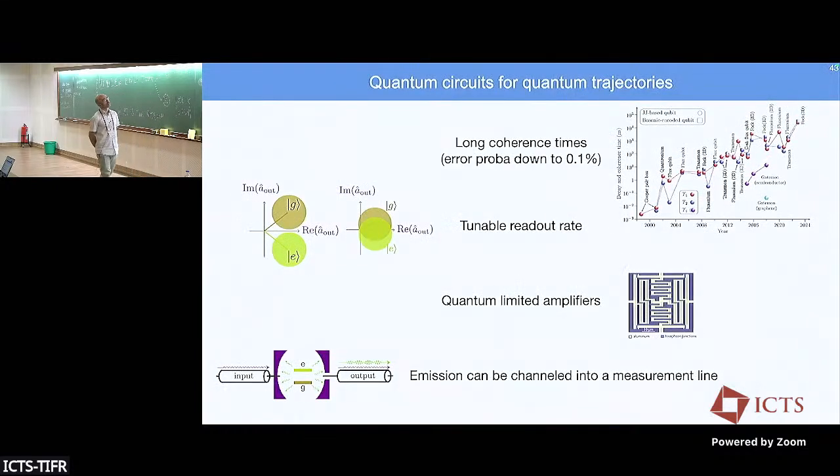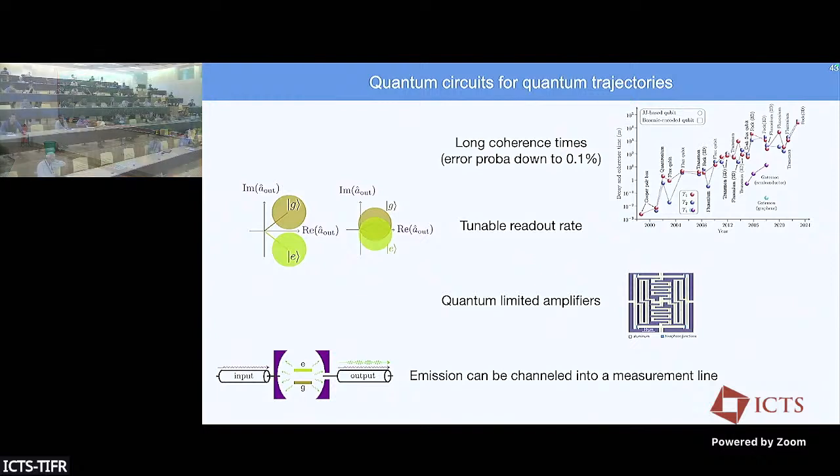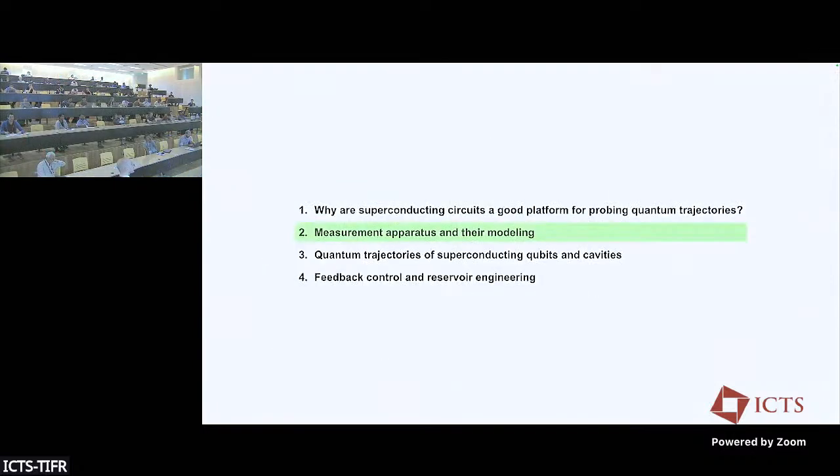Okay. So to sum up this first part, the reason why superconducting circuits are good for quantum trajectories is that the coherence times are now very, very long. The error probability is very low. It's possible to tune the readout rate and to channel out the emission and the measurement signals into microwave lines. And we also have quantum limited amplifiers, which are essential to observing this kind of trajectories. That concludes the first part.